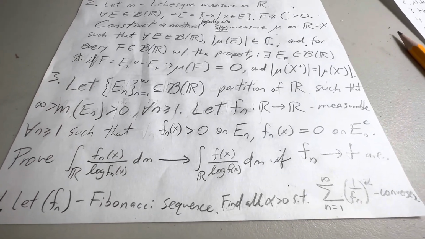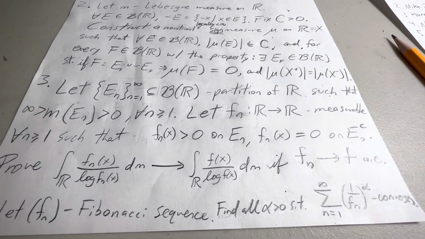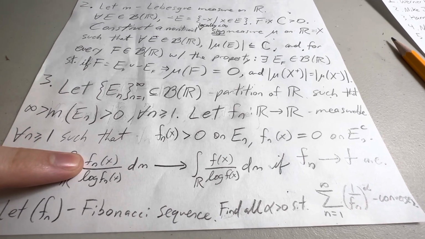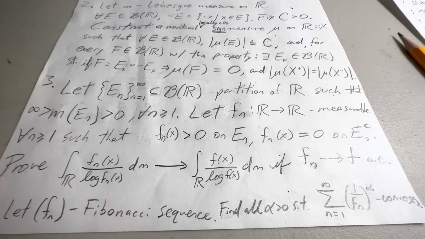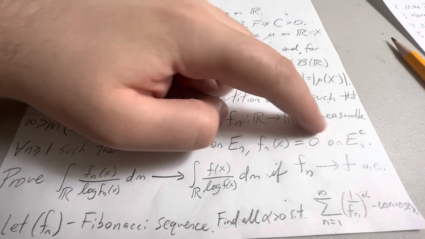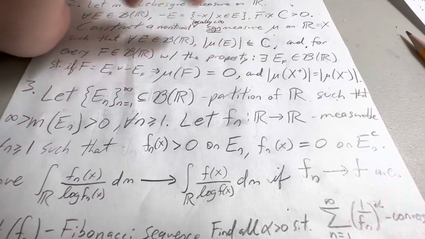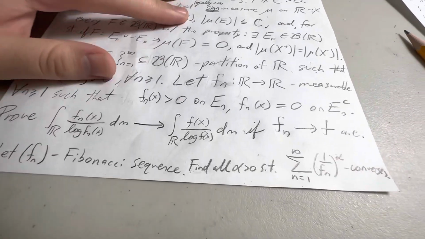Number 3, the hint is you want to use Lebesgue's dominated convergence theorem, so you need to figure out what kind of integrable majorant you have on this function inside here. And I think because Fn is 0 on the complement of En, everything's fine. But there may be an issue. I just don't see it just yet.